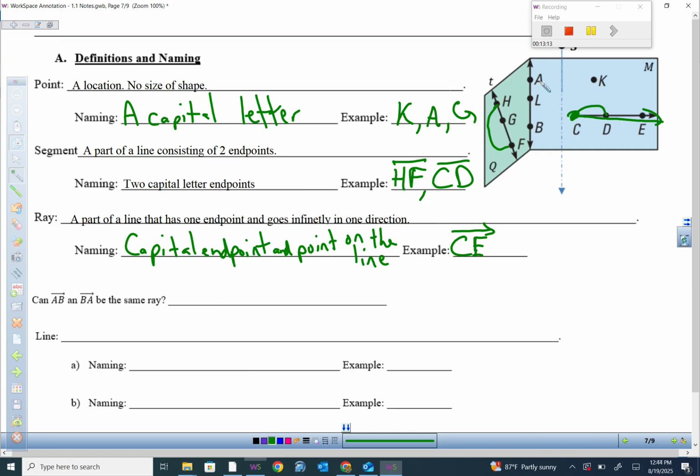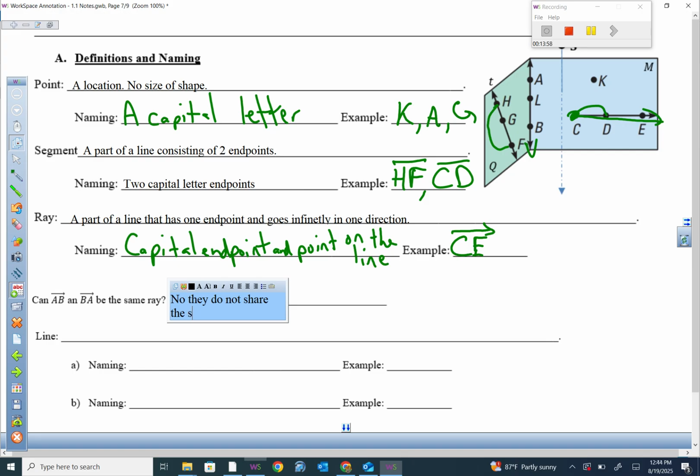So BA would be one as long as you put B going to A. AB would be one because it has an arrow going this way. But the biggest thing is one way is an arrow, one way is a point. That is a ray. It's just a one-way arrow. Okay. Can AB and BA be the same ray? I kind of just talked about this. No, they cannot. They do not share the same endpoint. They aren't even going in the same direction, so that's not going to work.